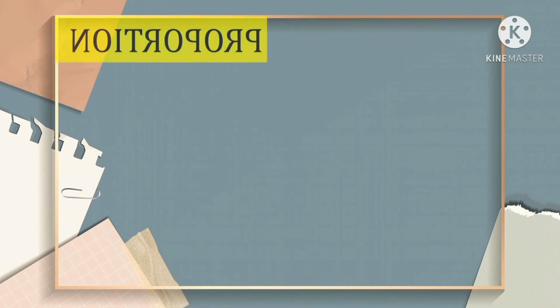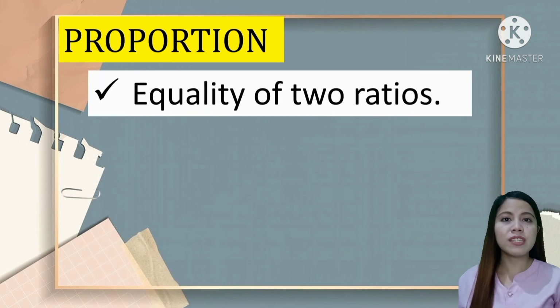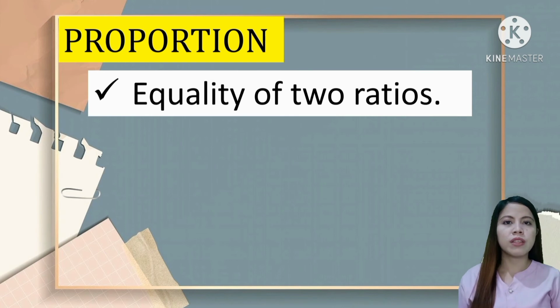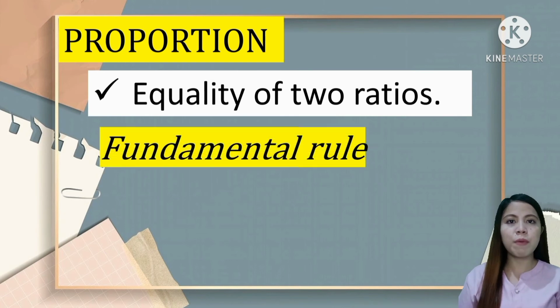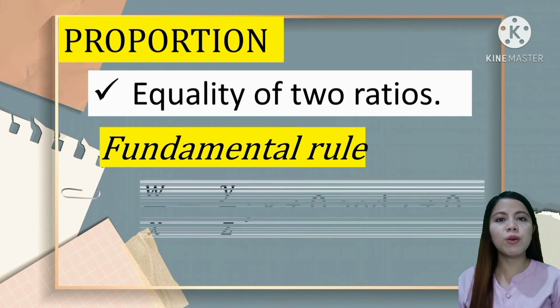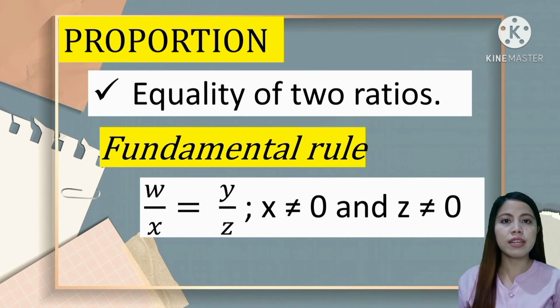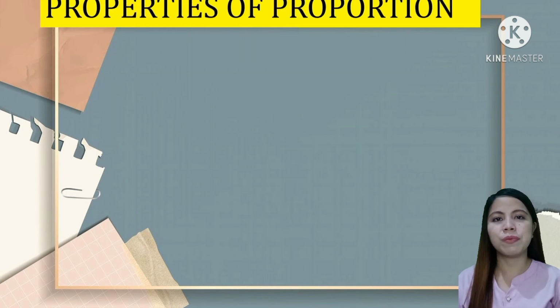None. Now, who can define proportion? Proportion is the equality of two ratios. Very good. Next, what is the fundamental rule in proportion? We have W over X is equal to Y over C, where X and C are not equal to 0.